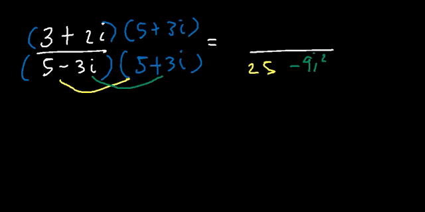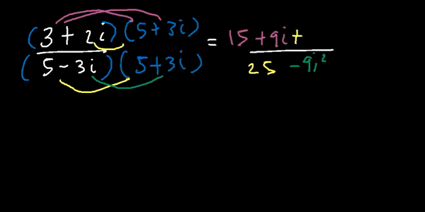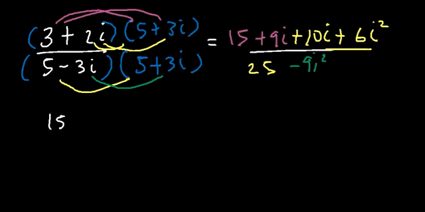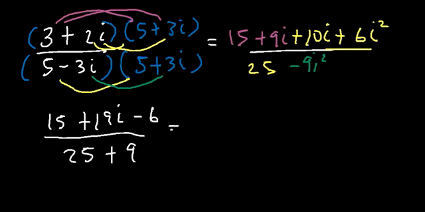For the top, they're not conjugates of each other, so we have to get all 4 terms as we FOIL it. 3 times 5 is 15, 3 times 3i is 9i, and 2i times 5 is 10i, and 2i times 3i is 6i squared. So on top we have 15, 9 and 10 is 19i, 6i squared is negative 6, and negative 9i squared is plus 9. So 15 minus 6 is 9, so we have 9 plus 19i. On the bottom, 25 plus 9 is 34.